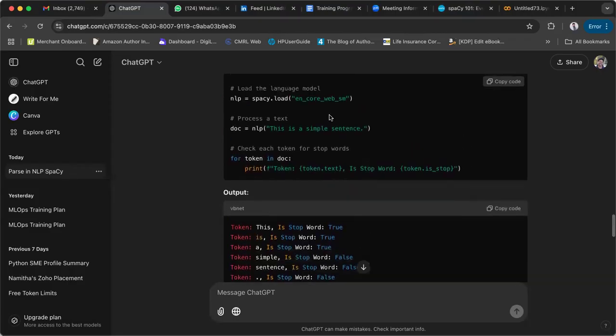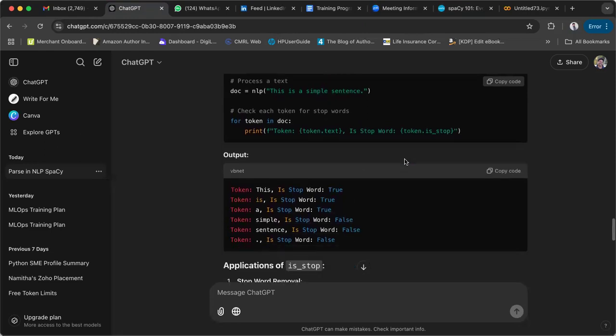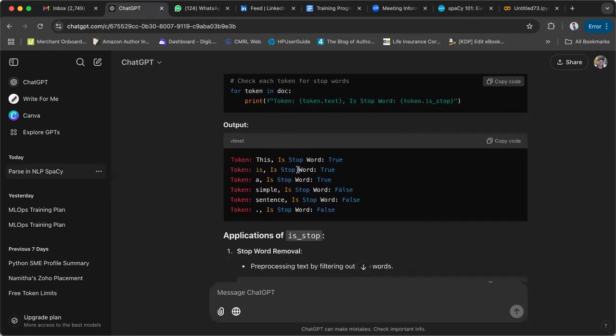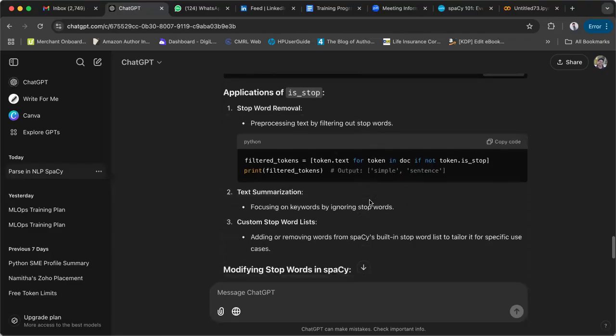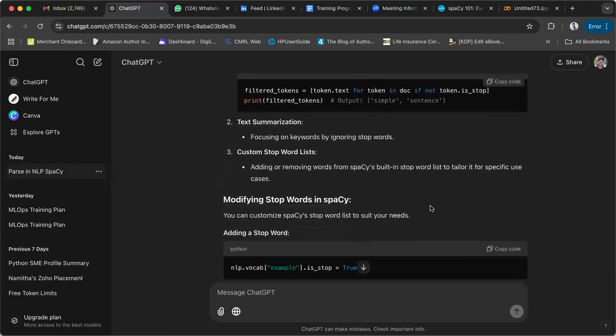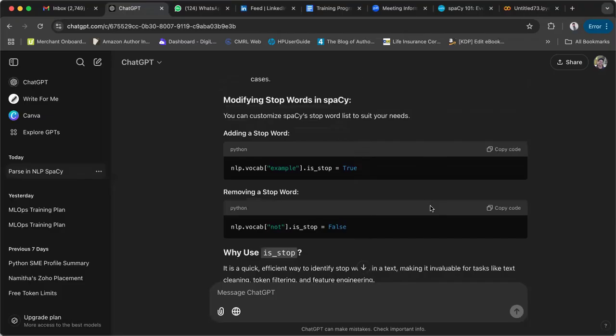This is a simple sentence. Okay. This is just an example. Okay. So this is what you can just get into, this kind of vocabularies.